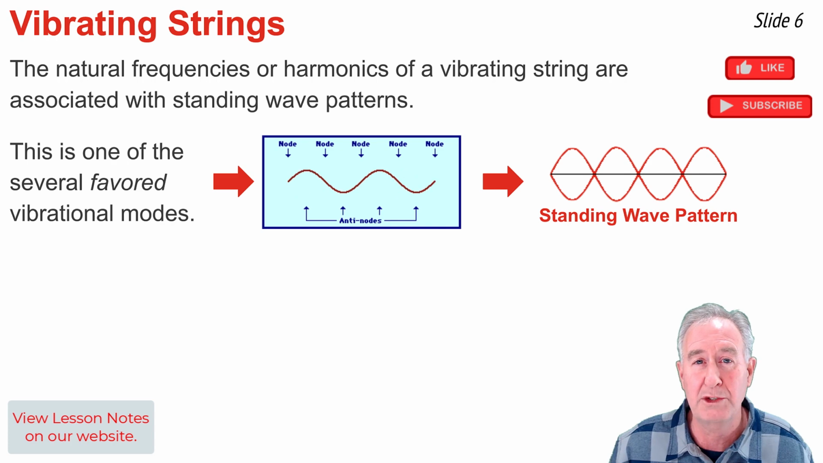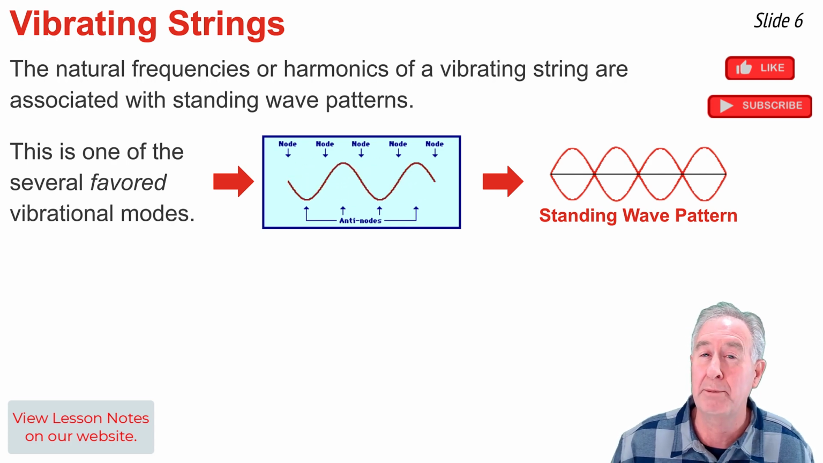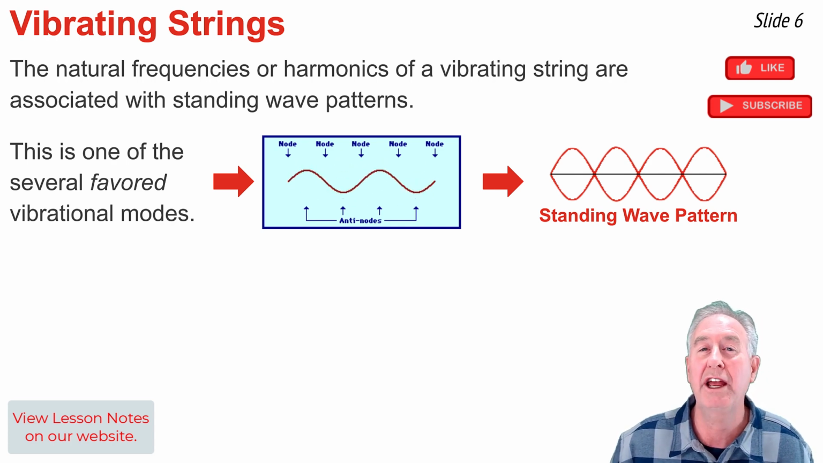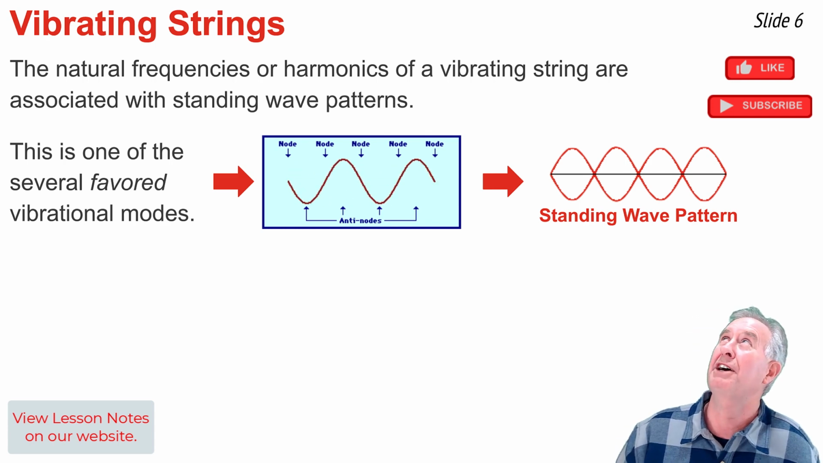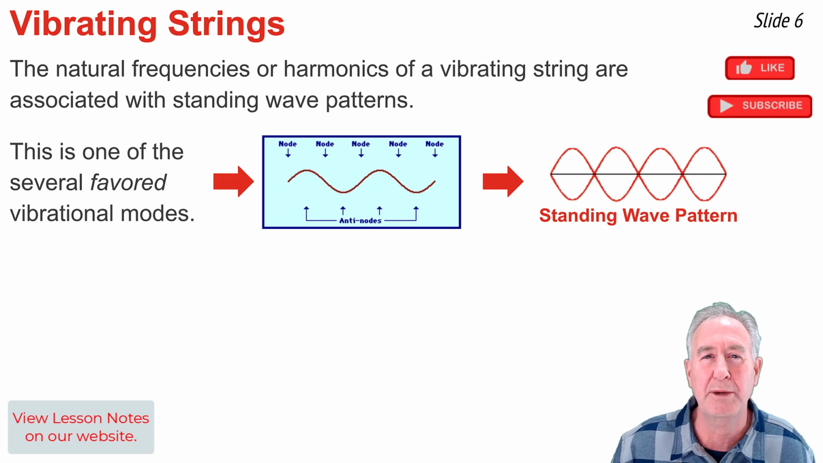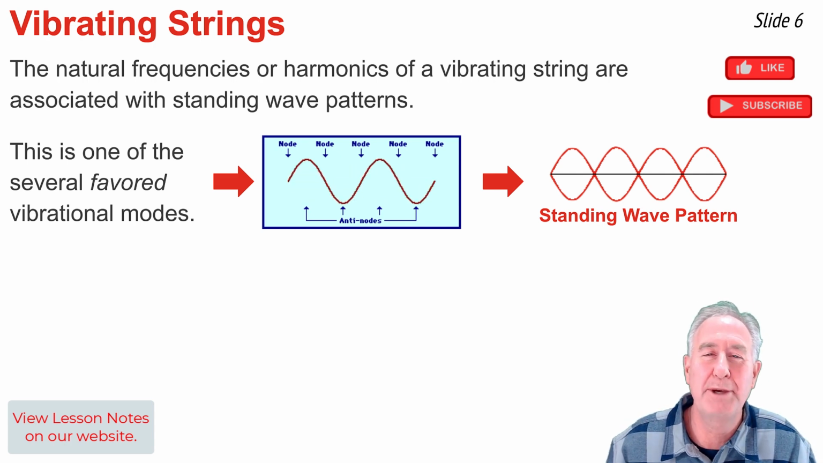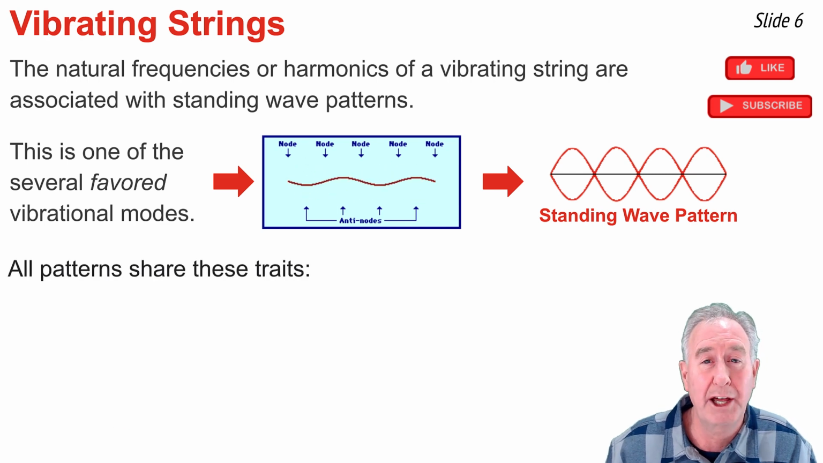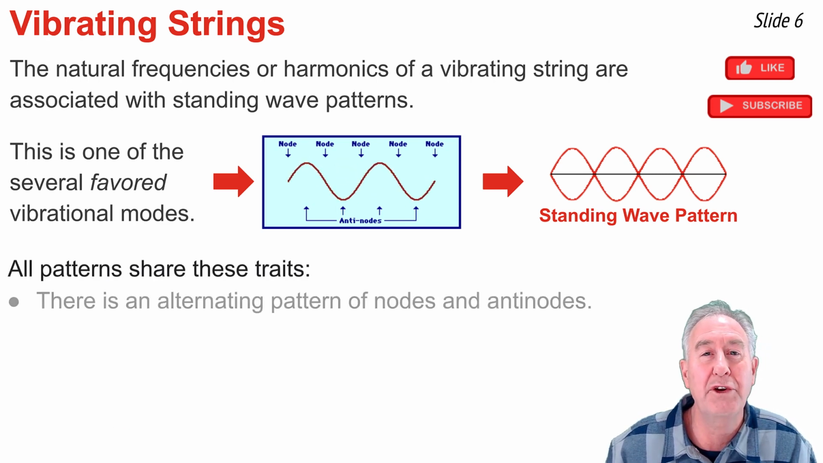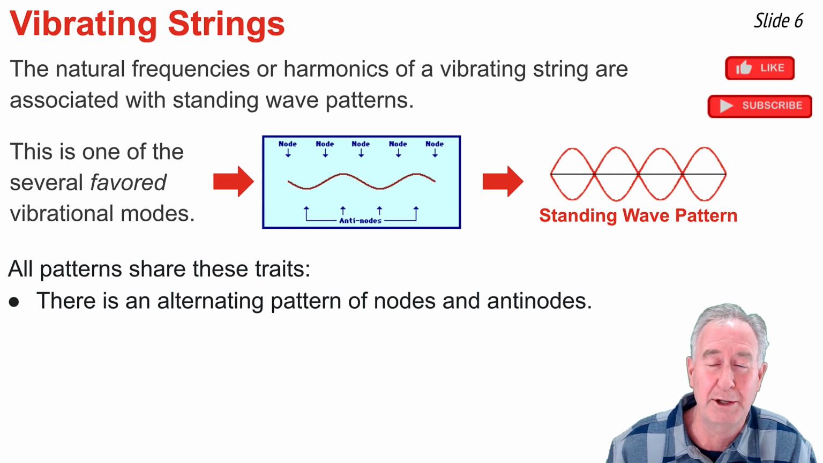There are 5 nodes in the pattern, 2 on the end and 3 in between the ends, and in between every node is an antinode that's vibrating wildly from a large positive to a large negative displacement. This pattern is just one of the many patterns of vibration of a string. All the patterns share the following traits. First, there's an alternating pattern of nodes and antinodes.